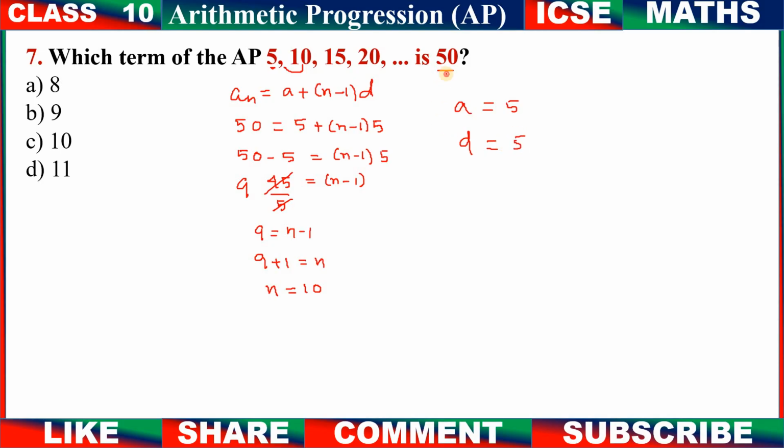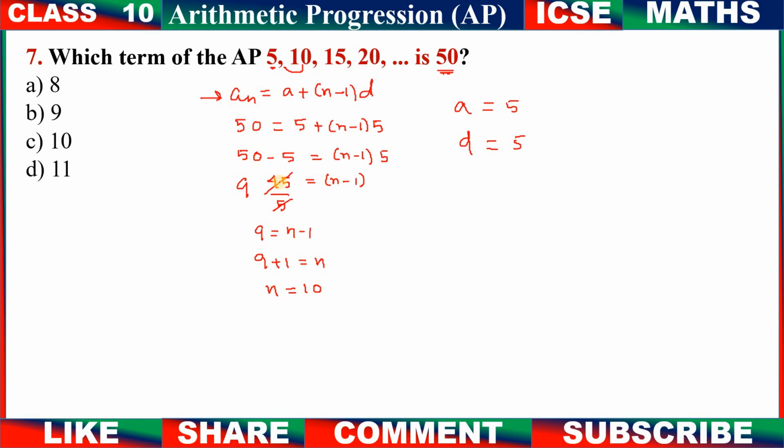So we can easily determine that this is the last term. Put the value in the general term formula: An is equal to A plus n minus 1 into D. So An is equal to 50, A is equal to 5, n minus 1 as it is, D is equal to 5. So 50 minus 5 becomes 45, and keep n minus 1 into 5.